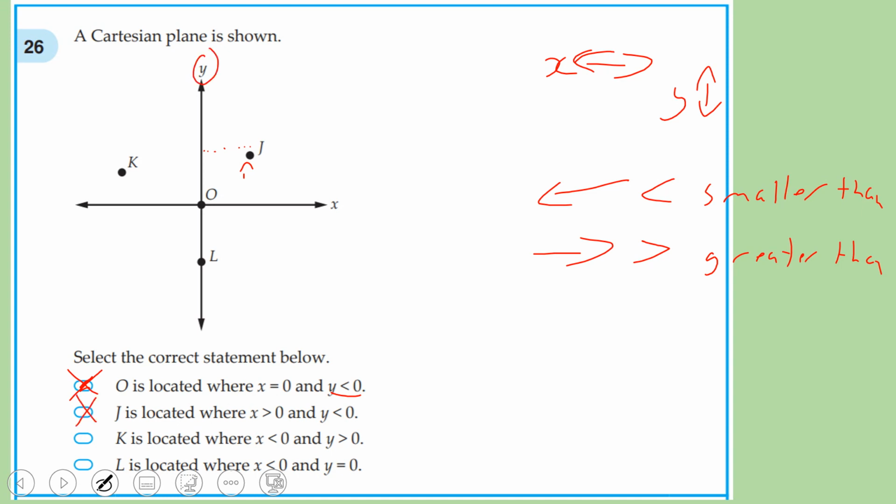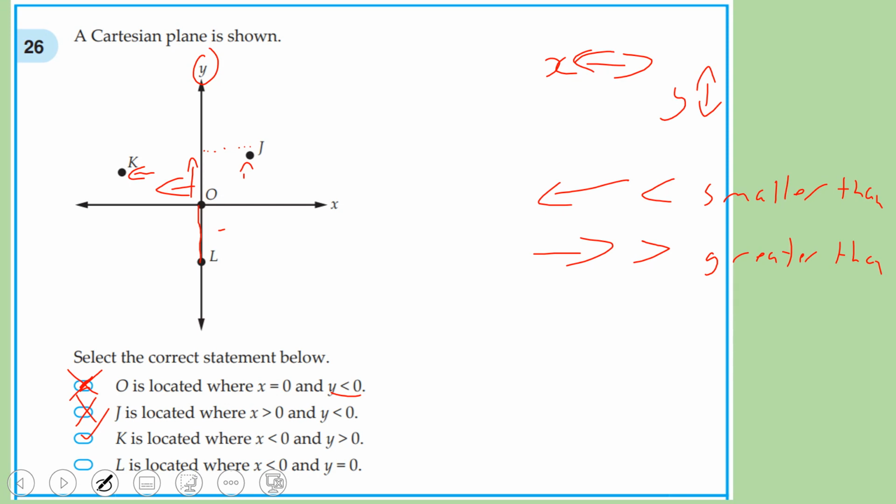Next one, K is located where x is less than 0. That is correct. We have gone all the way across in the minus land for the k. And y is greater than 0. We've gone up a bit. That is correct. That is our correct answer. L is located where x is less than 0. No, that's wrong. It is exactly 0. And where y equals 0. No, it is actually in the minus y territory.